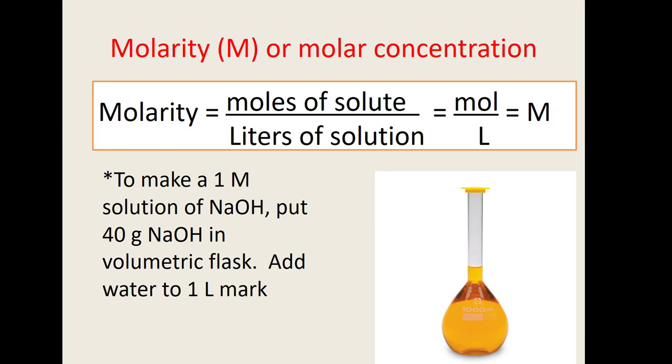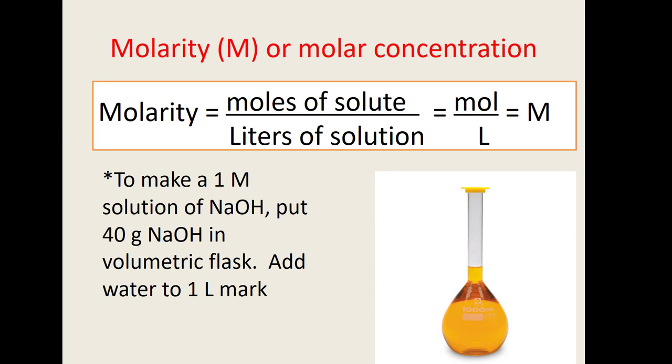Now we're going to look at different ways to calculate concentration. 90% of the time in chemistry, we use what's called molarity, or molar concentration. That is moles of solute divided by liters of solution. So the units are moles per liter, which is also your formula. And molarity is represented by a capital M.